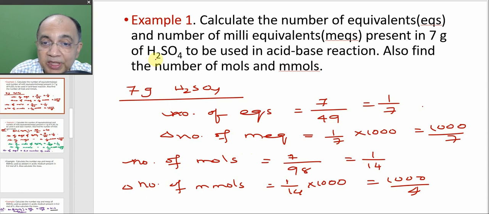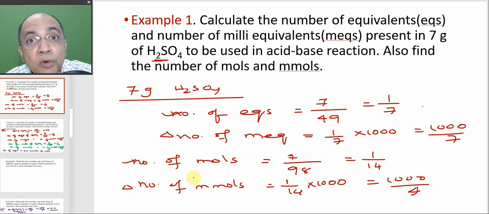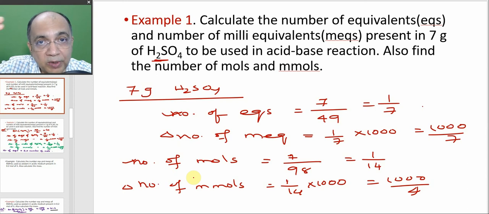The n factor of sulfuric acid is 2. So when you multiply the number of moles, which is 1 by 14, by 2, it will give you 2 into 1 by 14, that is 1 by 7. So remember, n factor is multiplied with number of moles to get number of equivalents. Number of equivalents divided by n factor will give you number of moles. Conversely, number of moles into n factor will give you number of equivalents.